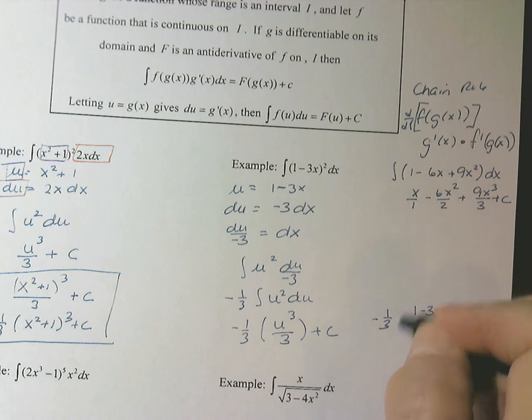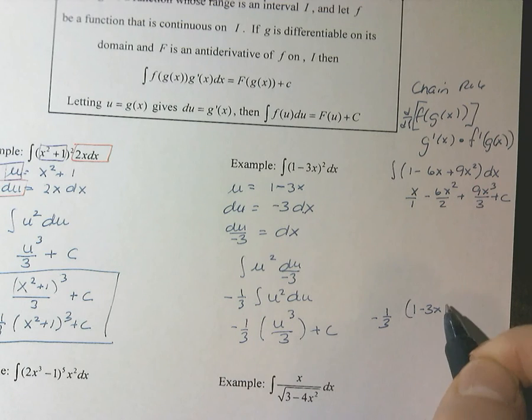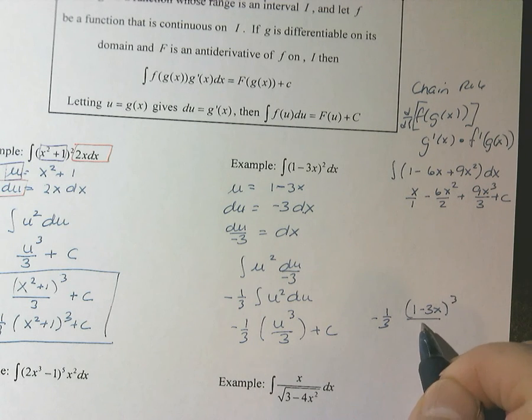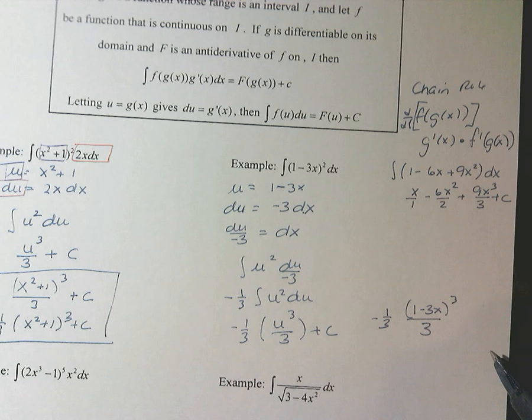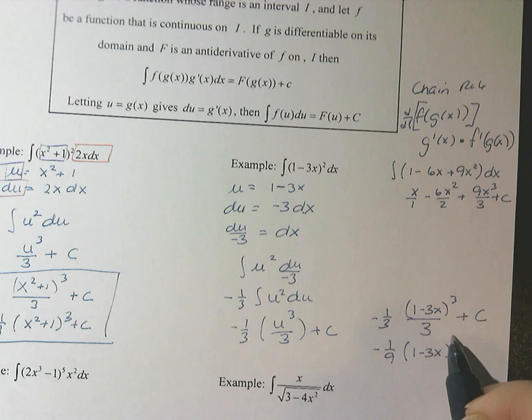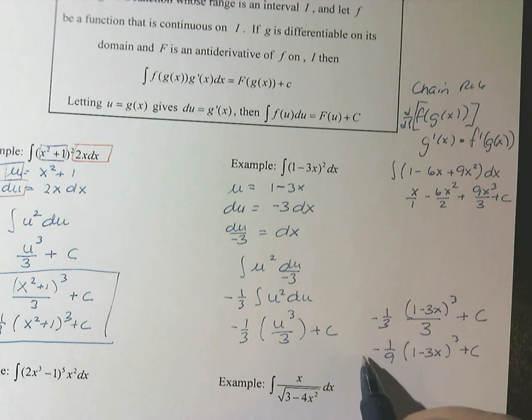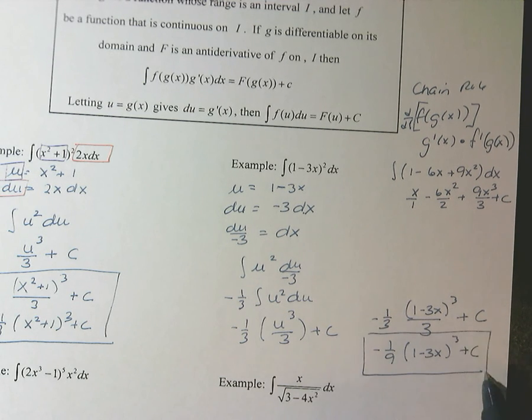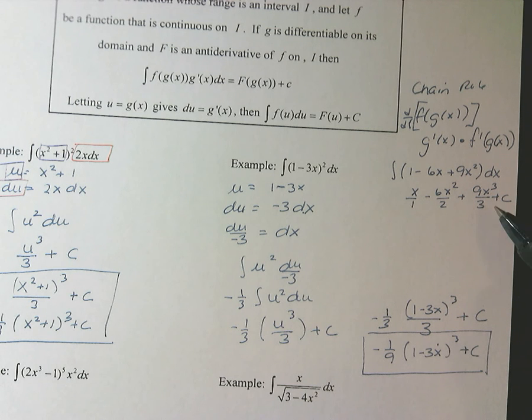Let's do it this way. 1 minus 3x cubed over 3. So I get -1/9. Oops, I forgot the plus c. -1/9 times 1 minus 3x cubed, plus c. And this statement and this statement are equivalent.